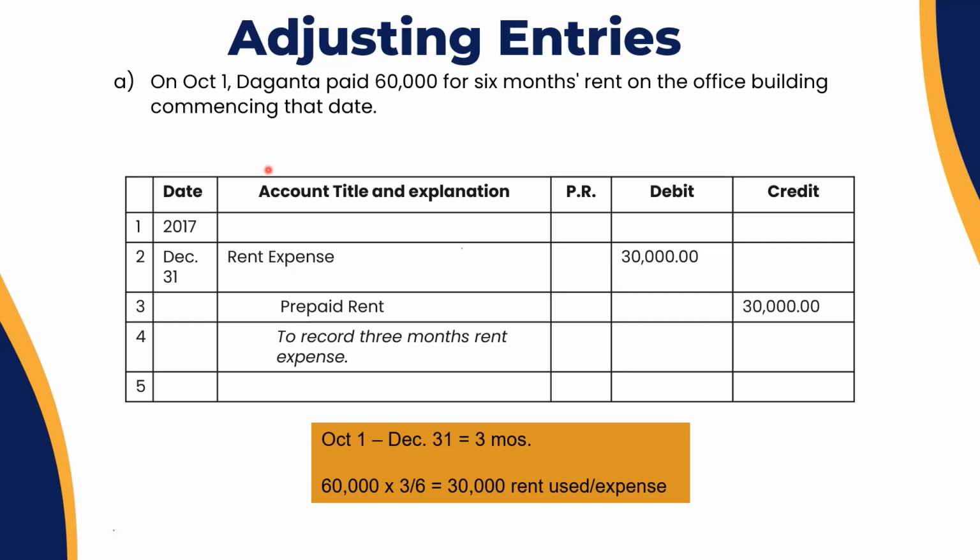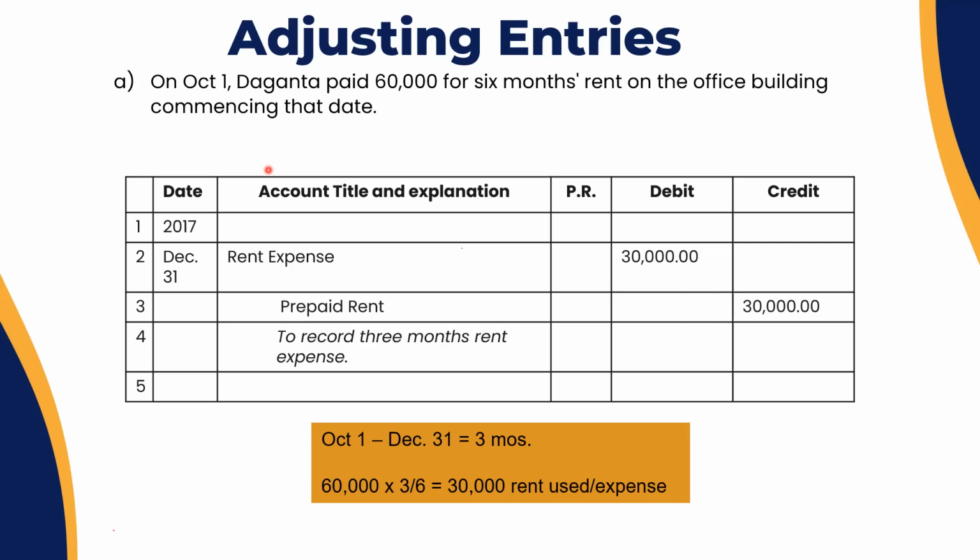Sorry. Now, on first adjusting entry, if you remember, we paid the 6 months rent in advance on that office building on October 1, which is 60,000. So 60,000 is for 6 months. Now, let's assume that today is December 31, end of the year. So from October 1 to December 31, ilang months na ang naglapse? Ilang months na ang nagdaan? So October, November, December. We have 3 months.